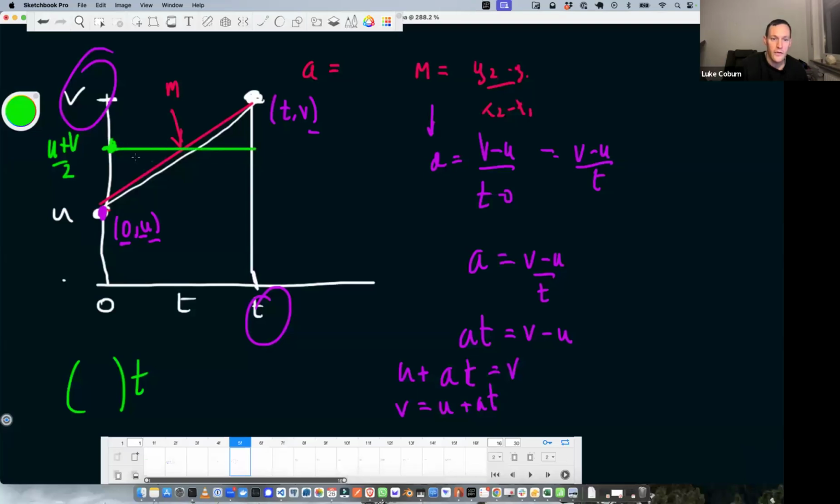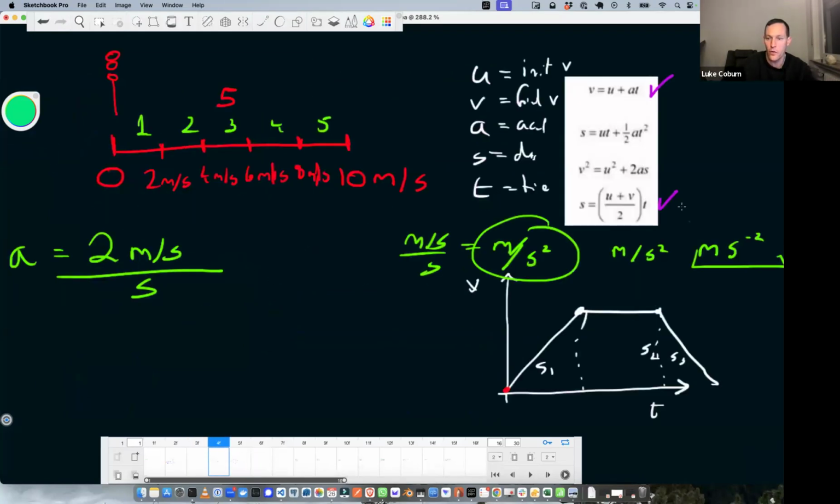So the area here underneath the red graph is the same as this area here underneath the green graph. Why? Because this little piece of a triangle that's missing is stuck here on top. So this formula is u plus v over 2, and that's what s is, okay? So that gives us the second formula. Now we have this one and this one, and now we need to get this one here.